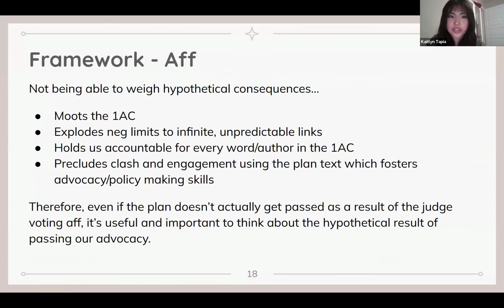Okay, Grady. Do you want to perchance take framework AF? Yeah, I can do that.